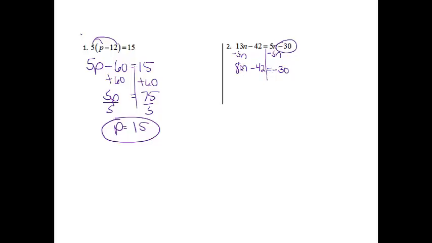And then from here, to get the n by itself, to get rid of the minus 42, I'm going to do plus 42 to both sides. So now those are gone. On the left side, I still have 8n, and then equals negative 30 plus 42 is 12. And then to get the n by itself, to get rid of multiplied by 8, we will divide both sides by 8. And when we find what 12 divided by 8 is, we're going to get 1.5. And we got a decimal, that is okay.